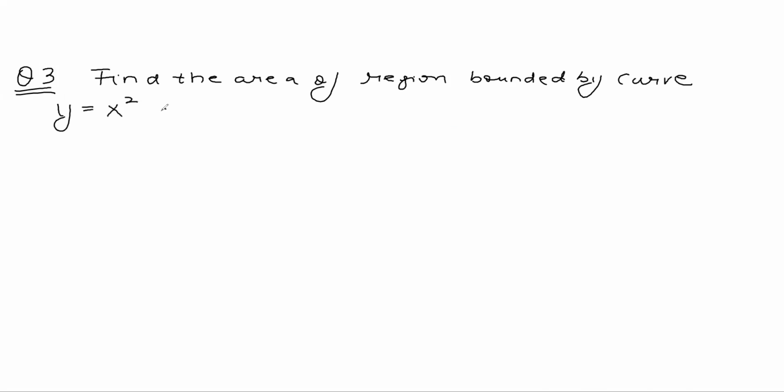Find the area of the region bounded by the curve y equal to x square and the line y equal to 4.